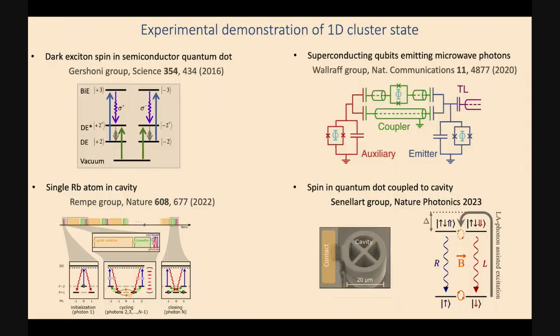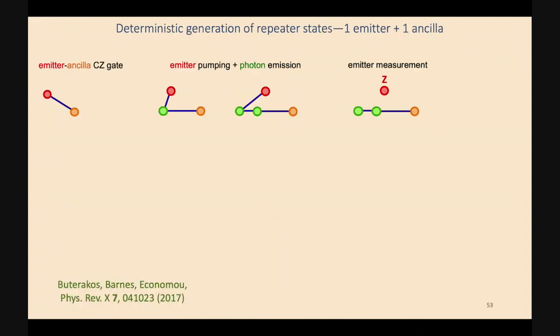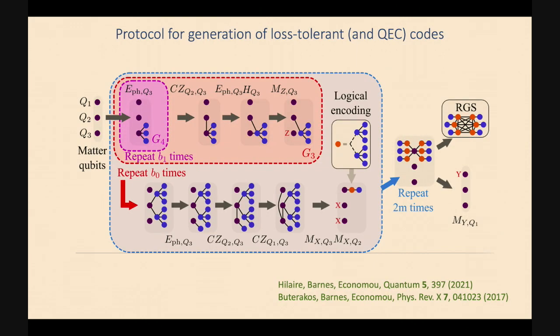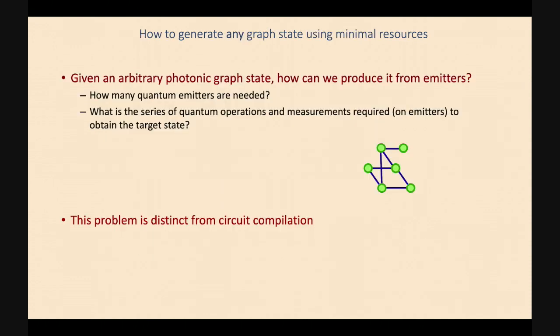So I think with that, I'm just going to flash some experiments just to show you that people have been trying to do this using different types of platforms, either quantum dots or atomic systems, even experiments with superconducting systems. And let me skip this. We have a way of producing graph states for quantum repeaters. I'm happy to talk offline about that, and a way to build in loss tolerance.